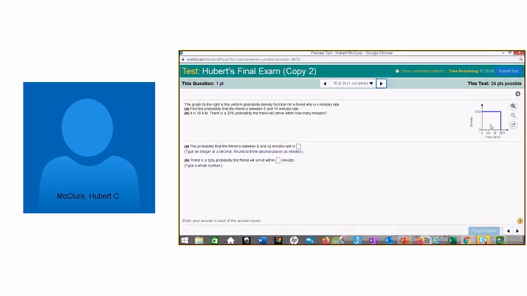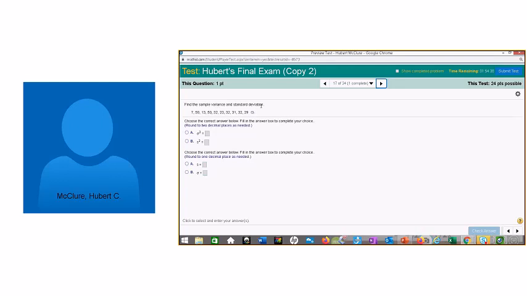The graph to the right, uniform. Oh, come on now. So the probability that the friend is between 5 and 10 minutes. Well, 5 to 10 is 5. 5 times 1/30 is 1/6. Okay, that's pretty simple. We did that in class. We did a couple of these in class. I'm not going to constitute. Yeah, I am going to constitute. That's 8. 8 easy ones.